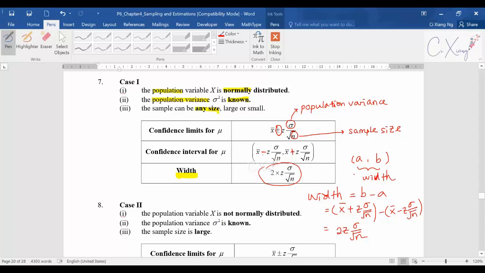If we proceed to case number 2, the characteristic for this case is that the population is not normal. That means in the question itself, you didn't see the words normally distributed. But the population variance is known, that means you still know the value of the population variance.